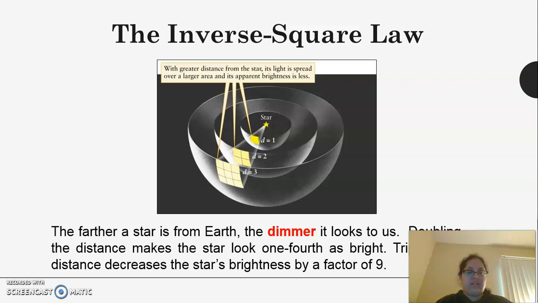When you double the distance, the star looks one-fourth as bright. So if it's double the distance from us that our sun is, it actually looks one-fourth as bright. It's only 25% as bright as our sun. And if you triple the distance, you decrease the star's brightness by a factor of 9. So that means it's a ninth as bright as our sun.